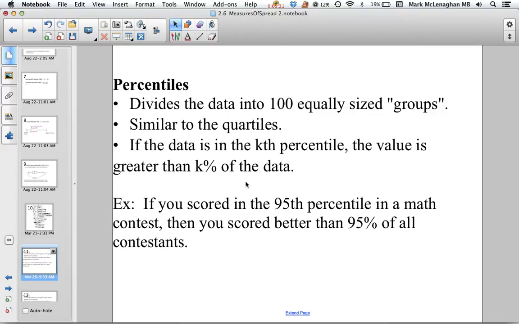So instead of dividing the data into quarters, now we're going to divide it into 100 different segments or parts, and each is equally grouped. So you might have heard of the term nth percentile. If you're in the 95th percentile, that means that your mark is greater than 95% of the data set.